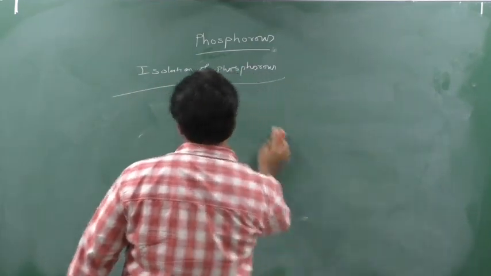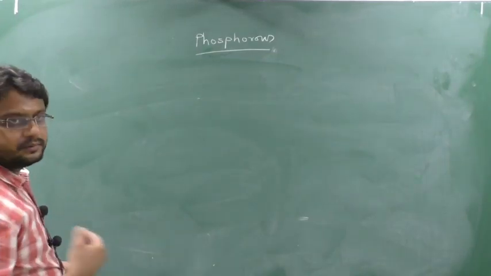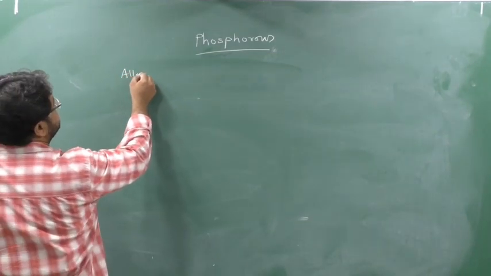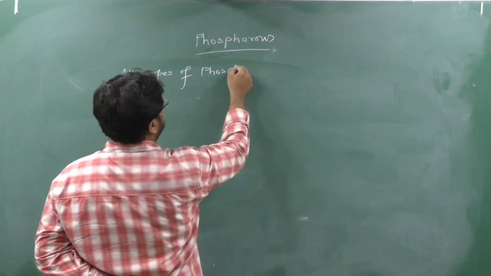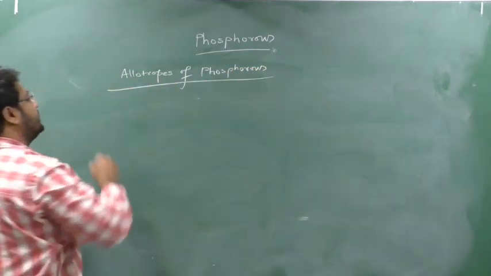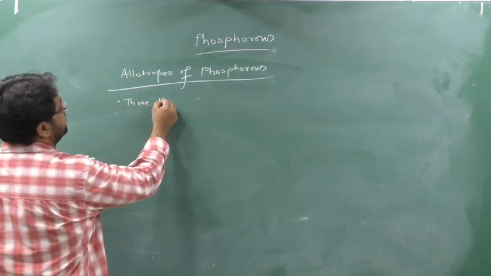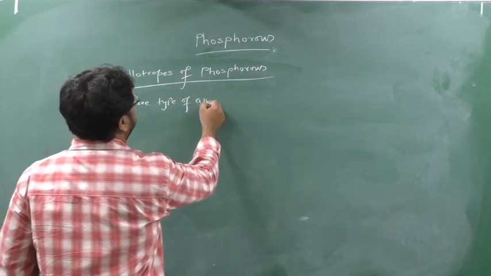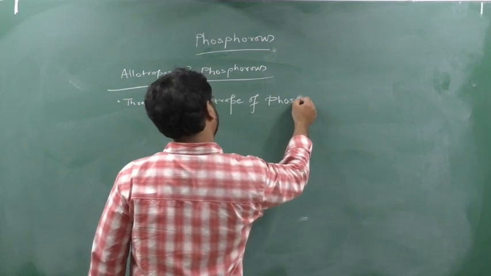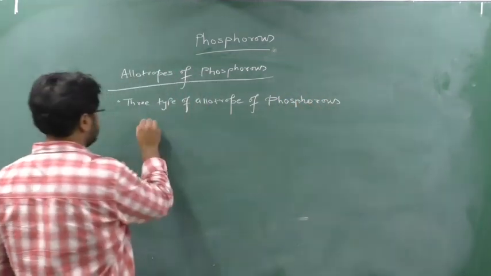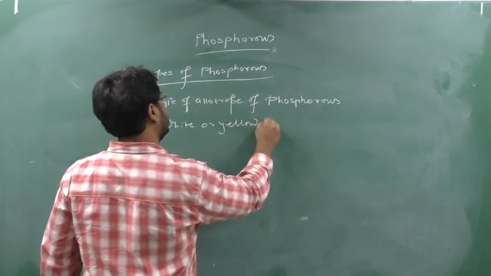We will see in a bit more detail about allotropes of phosphorus, and then we will see the properties. So see here, allotropes of phosphorus. We have three types of allotrope of phosphorus. First is white or yellow, one and the same. White or yellow phosphorus.